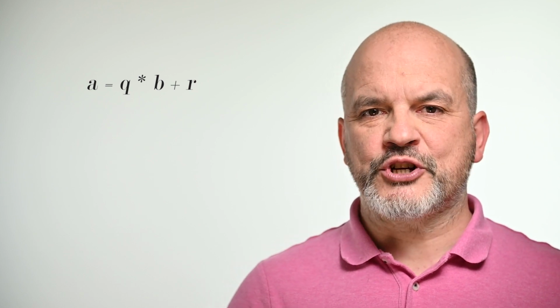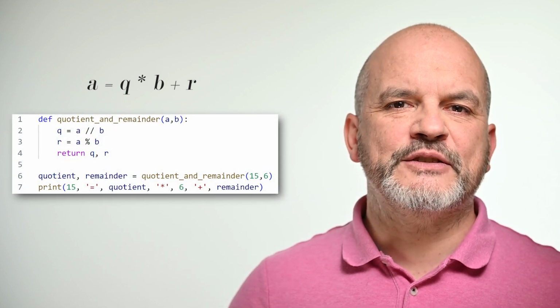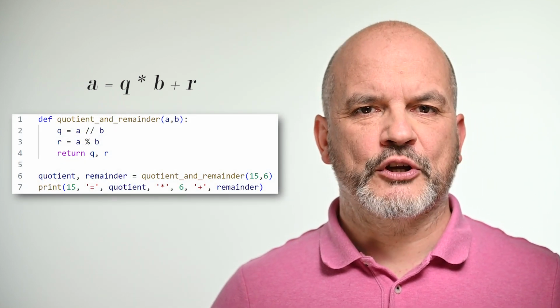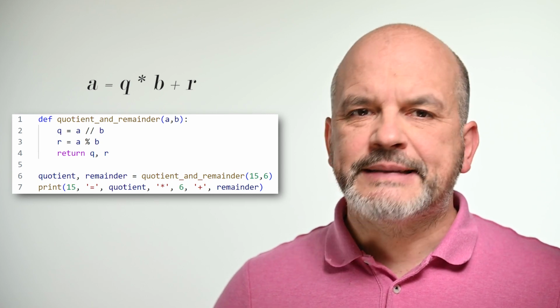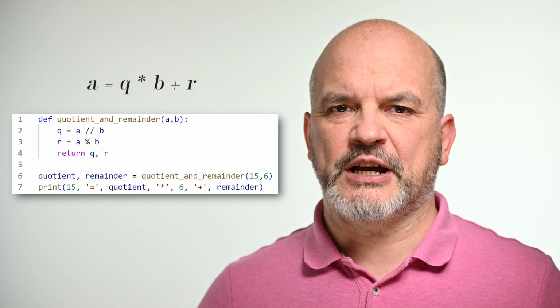For some computation, it is useful for a function to return more than one value. For example, given two whole numbers a and b, I would like to write a function, quotient and remainder, which returns the quotient, q, and the remainder, r, of a divided by b. As you can see, the function must return two values, q and r.